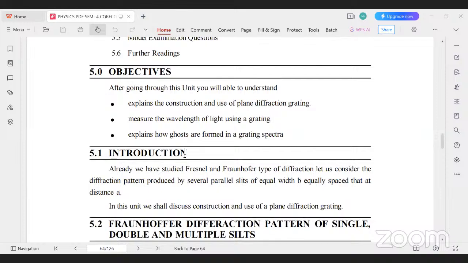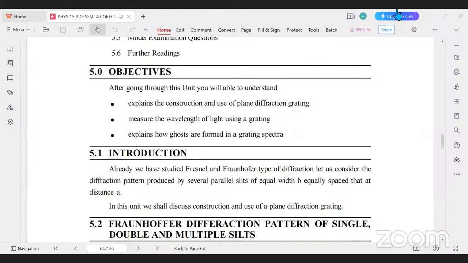In the introduction, we have already studied the principle and the Fraunhofer type of diffraction. Let us consider the diffraction pattern produced by several parallel slits of equal width, with the spacing between them. In this unit we should discuss the construction and use of the plane diffraction grating, and how the filtration takes place from the light we take as output.